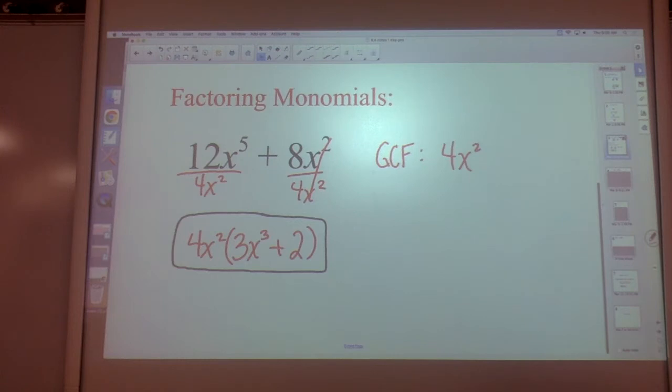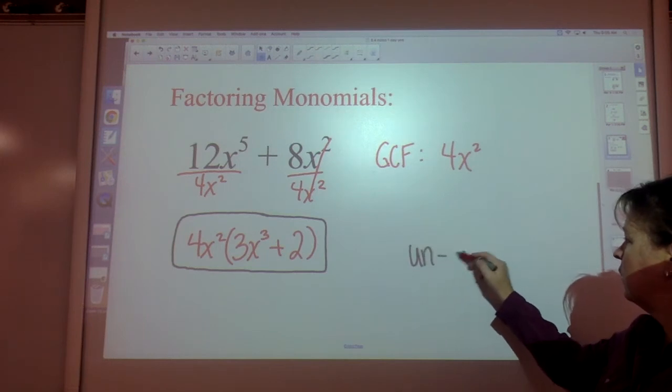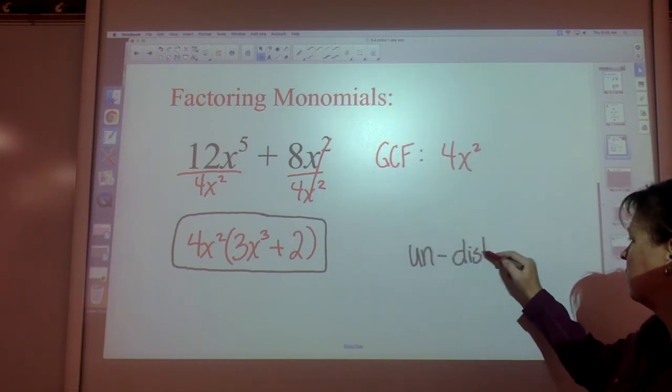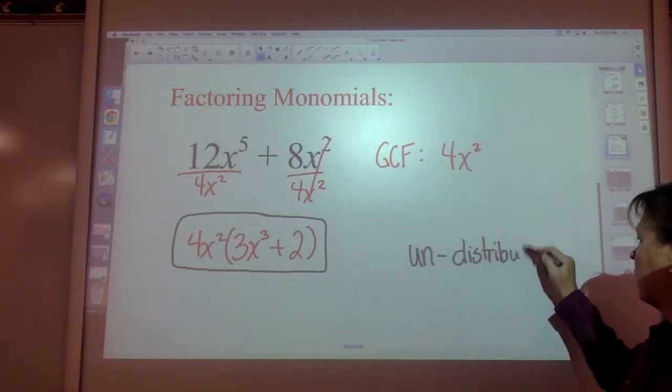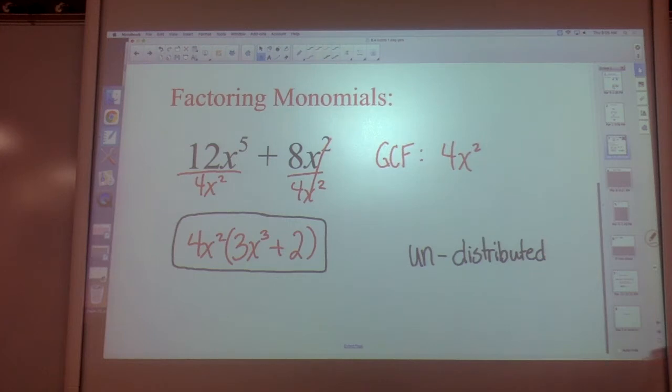You know what we actually just did? We undistributed. Well, that's what factoring means. Factor is pretty much the exact opposite of product. Product means multiply, factor means divide.